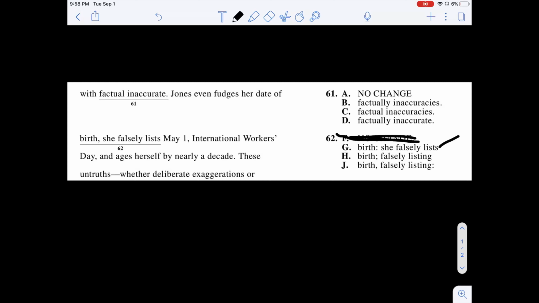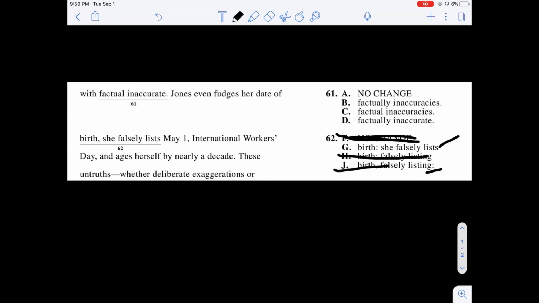But this one is separating, now it's not separating two independent clauses because it deletes the "she," which is why that one is wrong. And then if we look at J, we would have "Jones even fudges her date of birth, falsely listing:" So this colon would indicate that this whole thing is its own independent clause. And if we read that, "May 1st, International Workers' Day, and ages herself by nearly a decade," that's not its own clause. That's why that one's wrong.